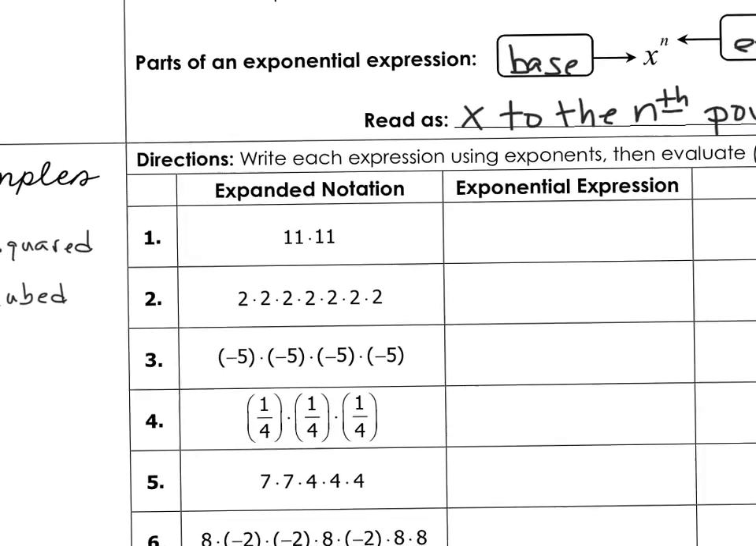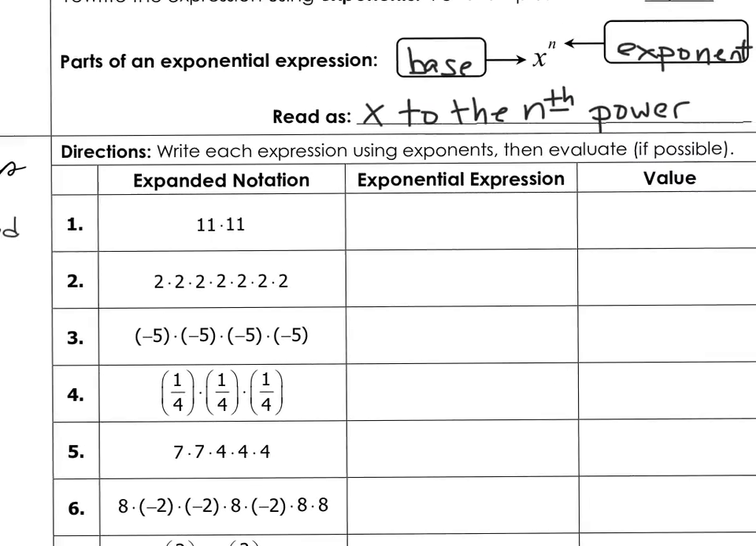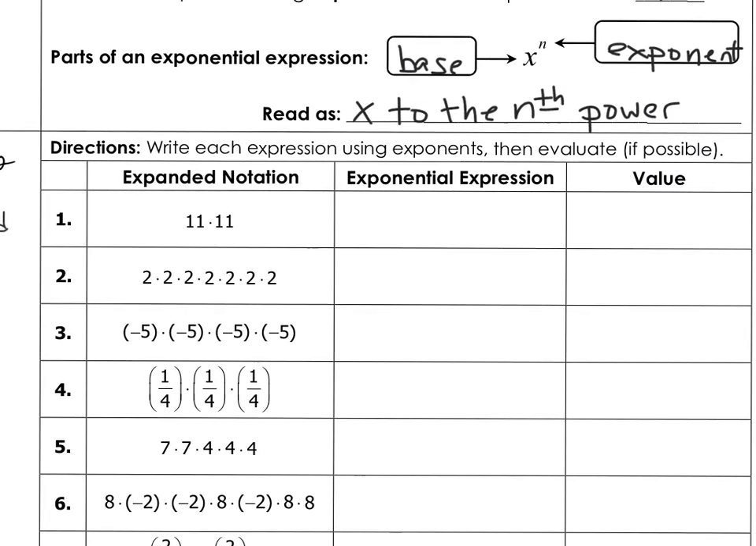So now we're going to look at expanded notation versus the exponential expression versus the value. For example, 11 times 11 would become 11 squared, or 11 to the second power, and its value would be 11 times 11, or 121.